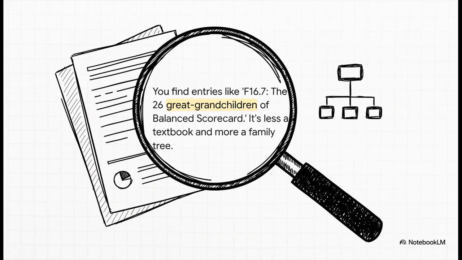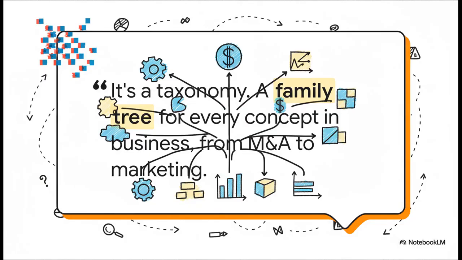So you start looking through it, and the language is, well, plain weird. You find entries like this one. Great-grandchildren? I mean, who talks like that in a financial document? It feels less like a textbook and more like a really strange family history. So, what gives?